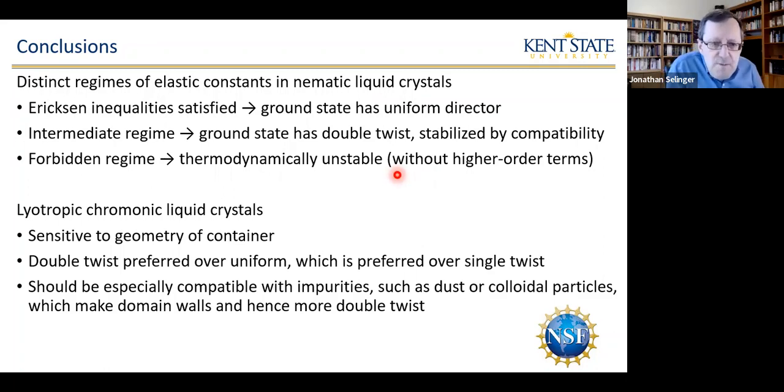Okay, and conclusions for experiments. We'd expect then that lyotropic chromonic liquid crystals should be very sensitive to the geometry of their container. That determines what kinds of twisted structures can form. We expect that double twist should be preferred over uniform, which is in turn preferred over single twist. And we expect that lyotropic chromonic liquid crystals should be especially compatible with impurities such as dust or colloidal particles, which would make domain walls without disclinations and hence make more regions of double twist. So those are the main conclusions.